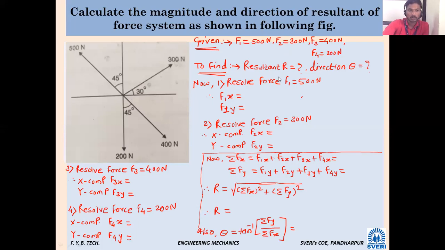Getting it? Then what are we supposed to find in this? Resultant and direction. For resultant we have notation R, capital R, and for direction, theta. So which force have we considered as F1? 300 Newton? 500 Newton. Okay, no, 500. Your notation may be different. Let it be. Notation doesn't matter.